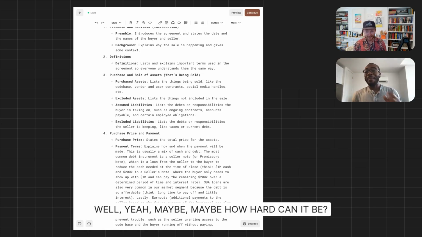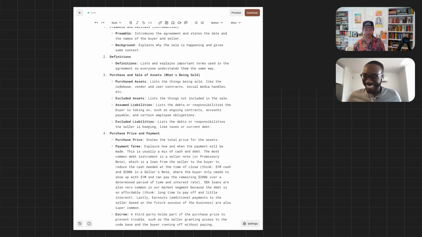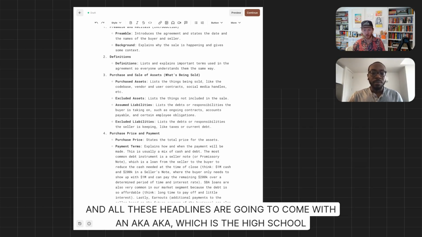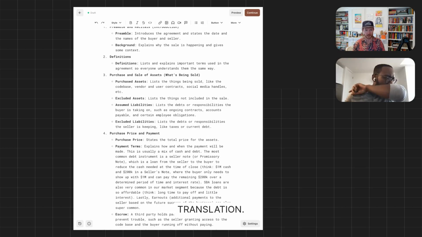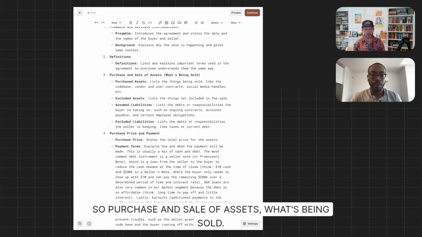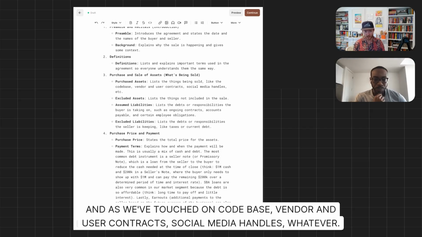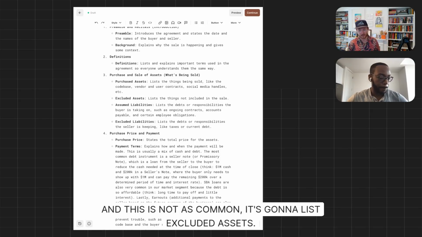Air quotes. Maybe. How hard can it be? Right? Yeah. Okay, so now we get into the meat. So there's the purchase and the sale of the assets, AKA, and all these headlines are going to come with an AKA, which is the high school translation. So purchase and sale of assets. What's being sold? So the purchased assets, it's going to list the things being sold, as we touched on, code base, vendor and user contracts, social media handles, whatever.